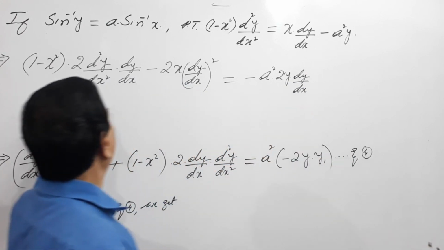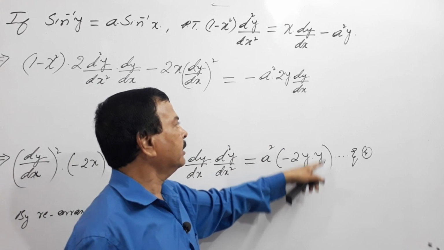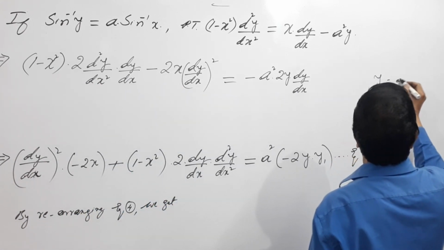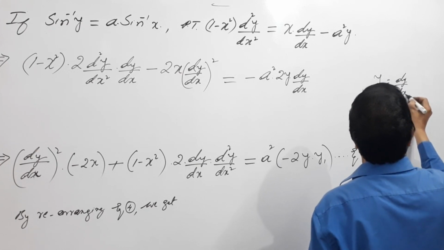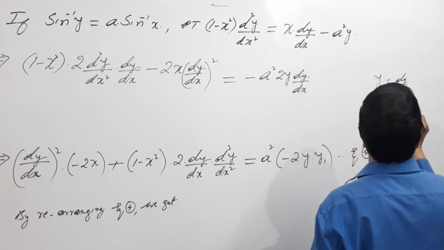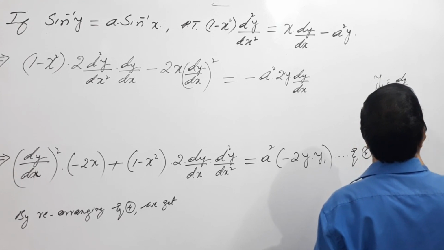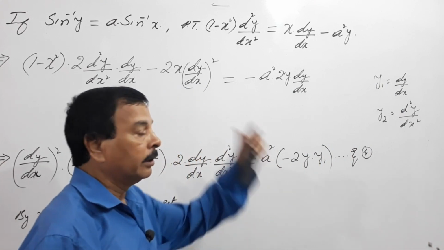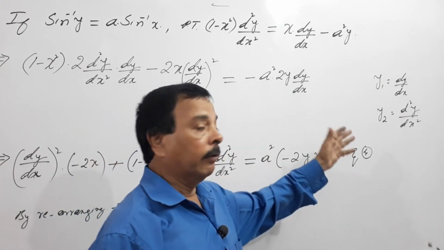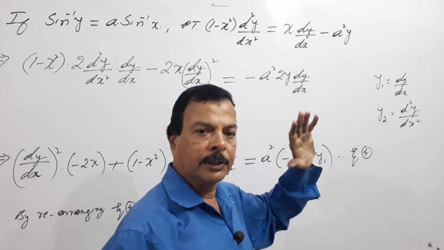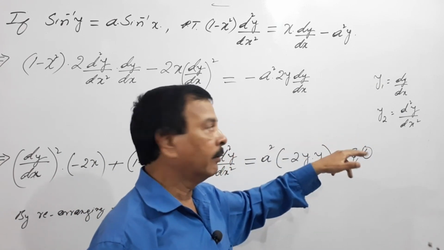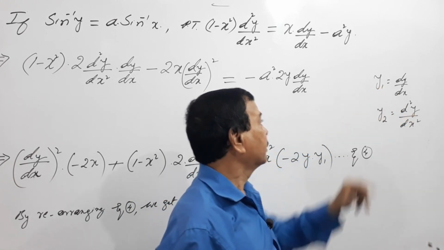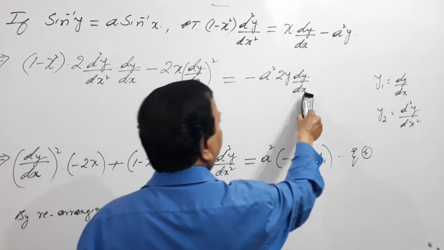I have written dy by dx because everywhere we have dy by dx. So what is y1? y1 is nothing but dy by dx. y2 is nothing but d square y by dx square, and so on. I taught you this in the previous class when I was doing implicit or parametric functions. So dear students, instead of y1, I have put dy by dx.